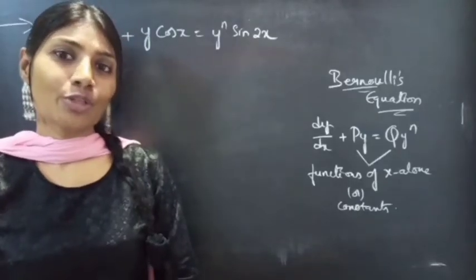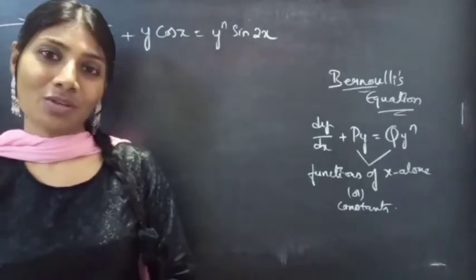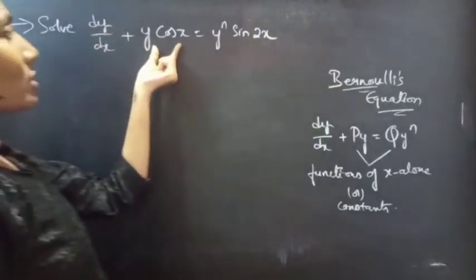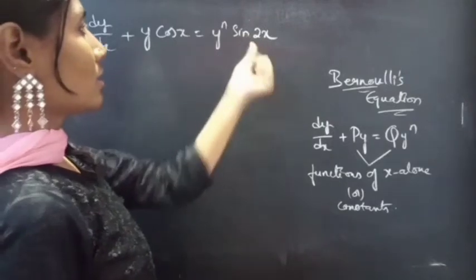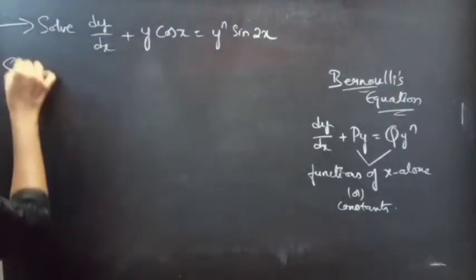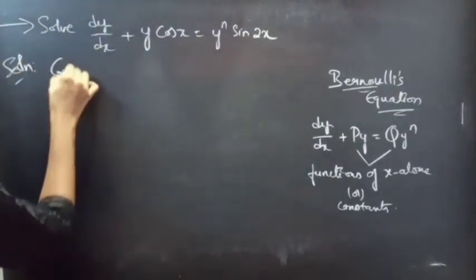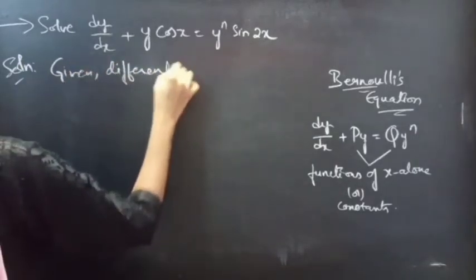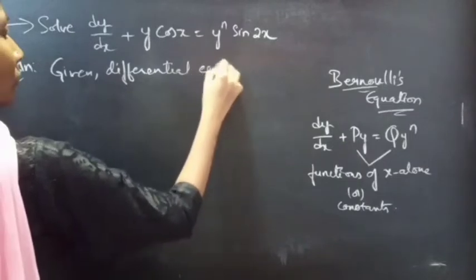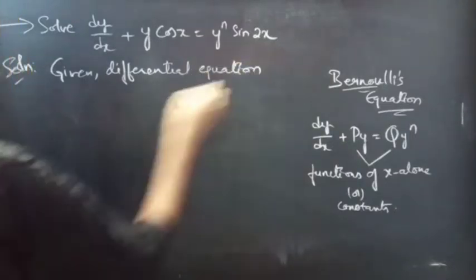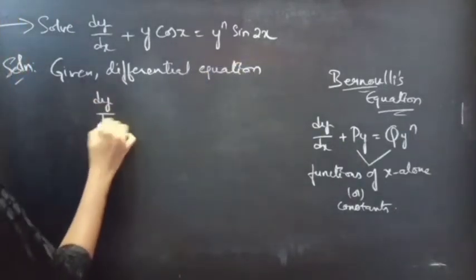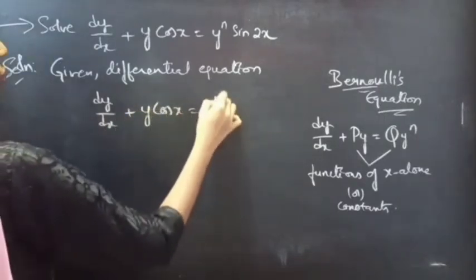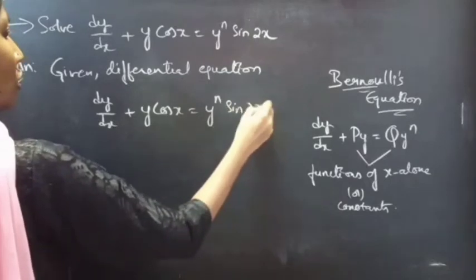In this video, we are going to solve the given differential equation. So let's get going. Problem: solve dy by dx plus y cos x equals y power n sin 2x. Solution: given differential equation dy by dx plus y cos x equals y power n sin 2x.